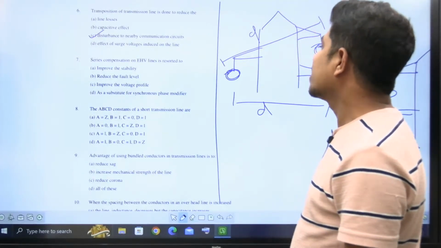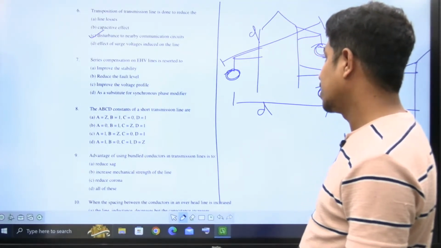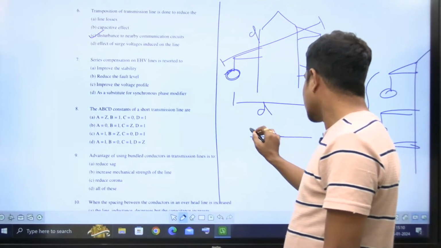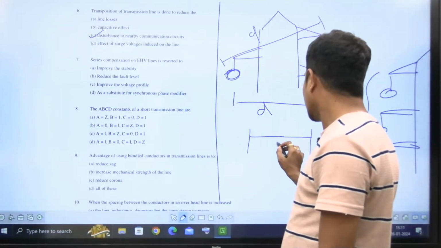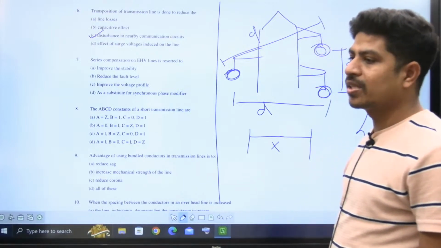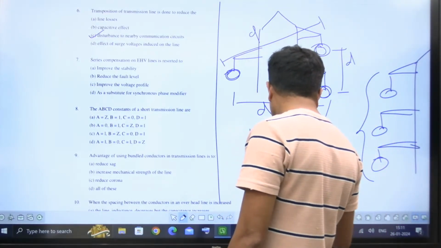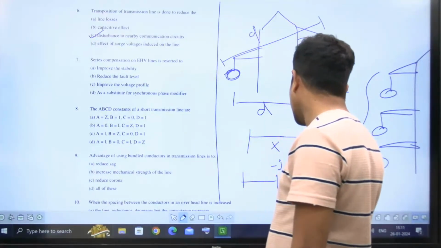Next question. Series compensation on EHV lines is resorted to. So he's asking about a series capacitor. See, this is the transmission line. Without series capacitor, the reactance is X. With series capacitor, I am putting one series capacitor of minus j XC.